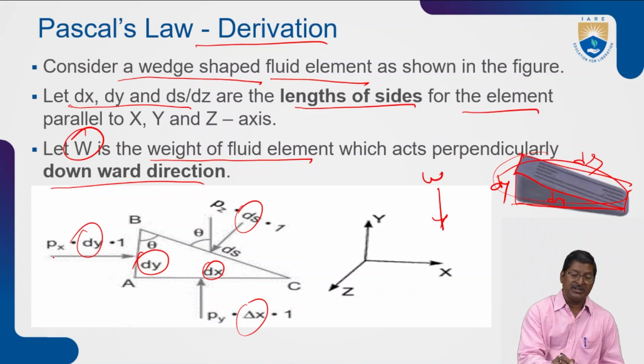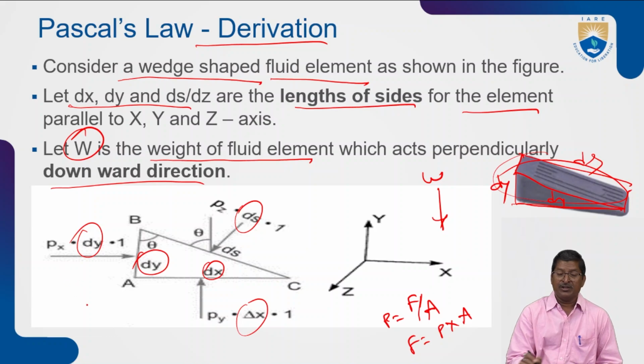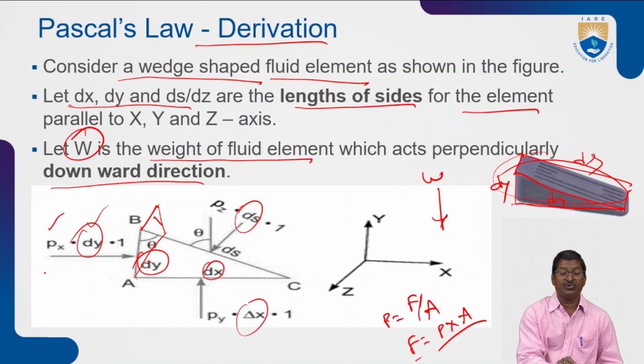So here, force is equal to pressure into area. So pressure is equal to force by area, where force is equal to pressure into area. So here px is the pressure, and dy into 1 is the area of that side. That means the AB side, dy is the vertical direction and this length is 1 unit. So that area is dy into 1. So pressure is px, the pressure in x direction, and the area is dy into 1. If you multiply this pressure into area, you will get the force. So the force in x direction is px into dy into 1.